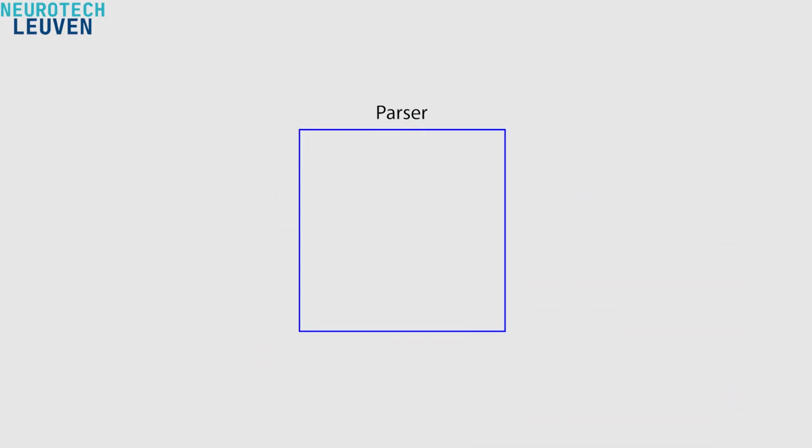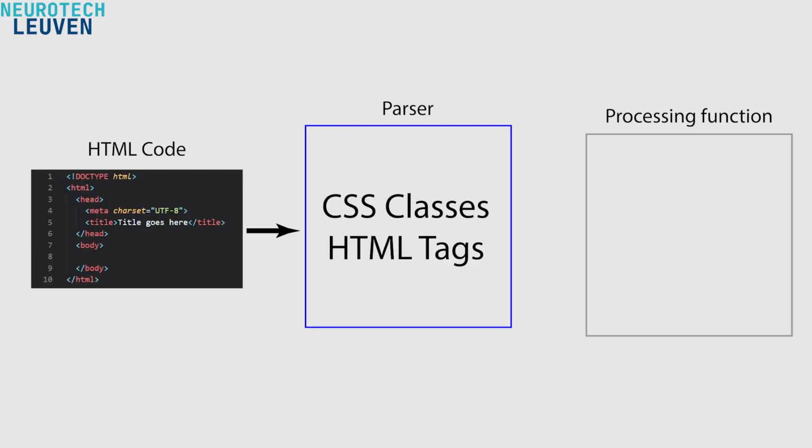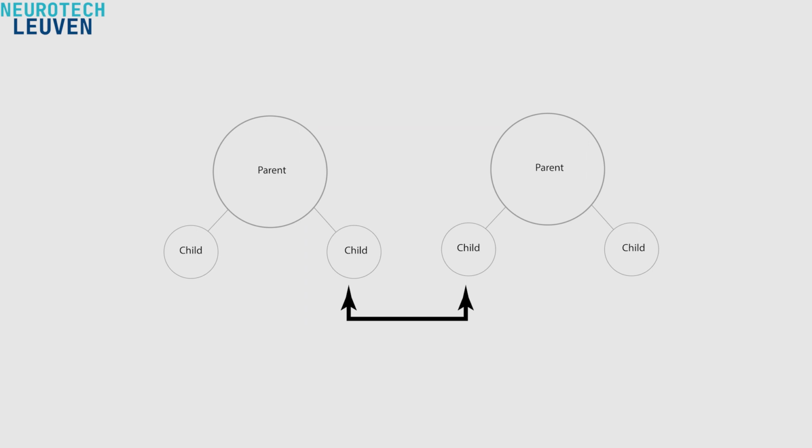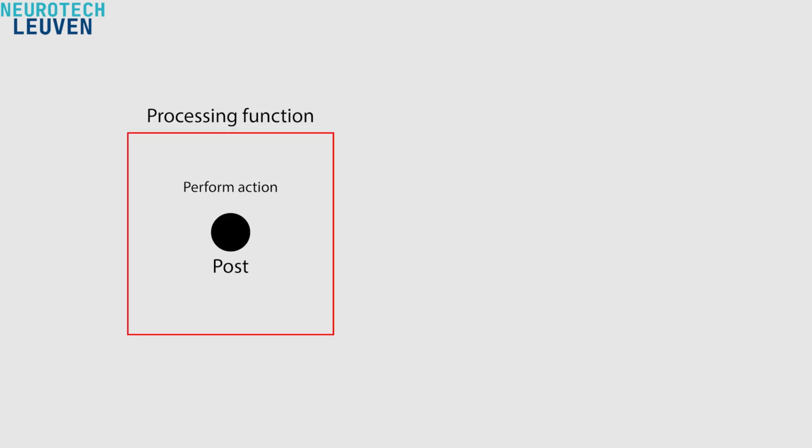To have the extension perform an action, we need a parser and a processing function. The parser finds specific elements in the HTML code using CSS classes and HTML tags. HTML elements that have the same class can be differentiated between using their parent containers. Once the elements of interest have been found, a processing function executes an action.